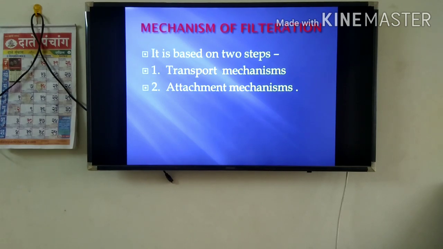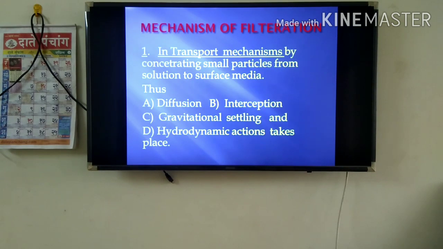Next, mechanism of filtration. It is based on two steps: first, transport mechanism; second, attachment mechanism. Now, we have to understand what the transport mechanism is. In the transport mechanism, we concentrate small particles from the solution to the surface of the media. Thus, diffusion, interception, gravitational settling and hydrodynamic action take place.